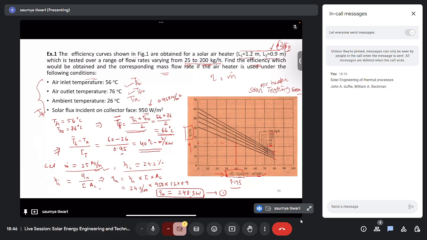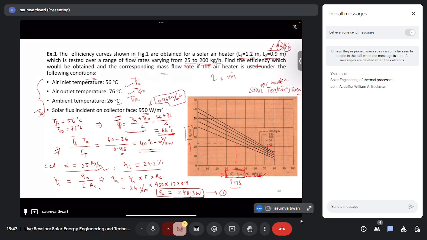Now we have to calculate this term. Okay, so TF bar minus TA upon IT. We already know the ambient temperature, 26 degrees Celsius, and we know the value of IT. Note that the unit here is degrees Celsius meter square per kilowatt. Okay, so it's in degrees Celsius per meter square, so IT per kilowatt. So the unit for IT will be used in kilowatt.